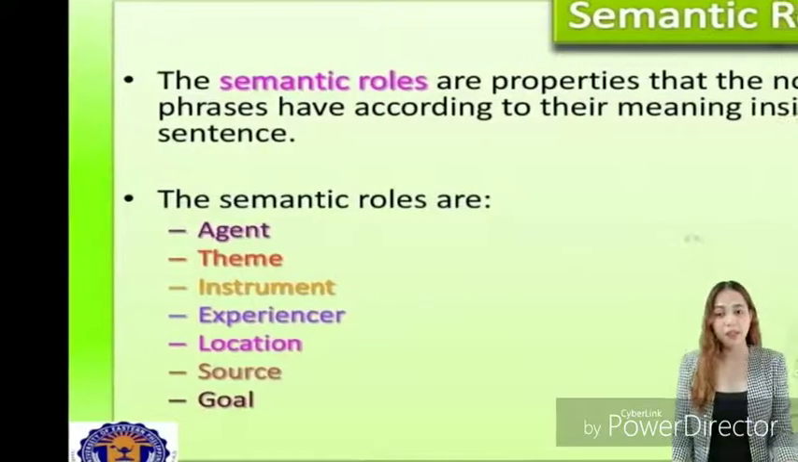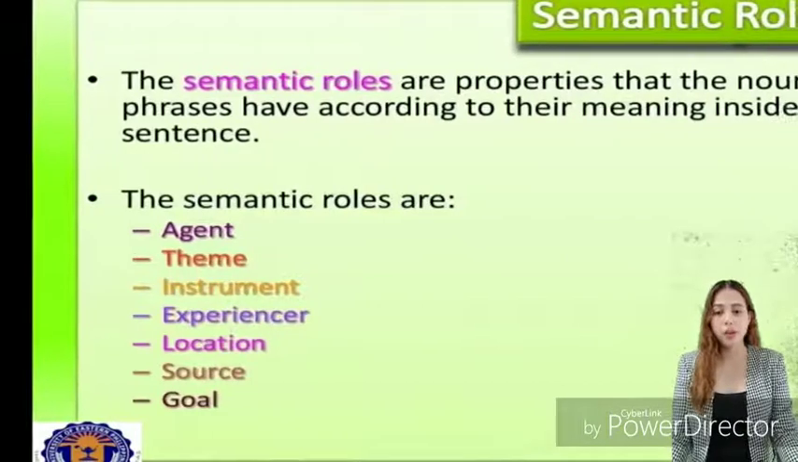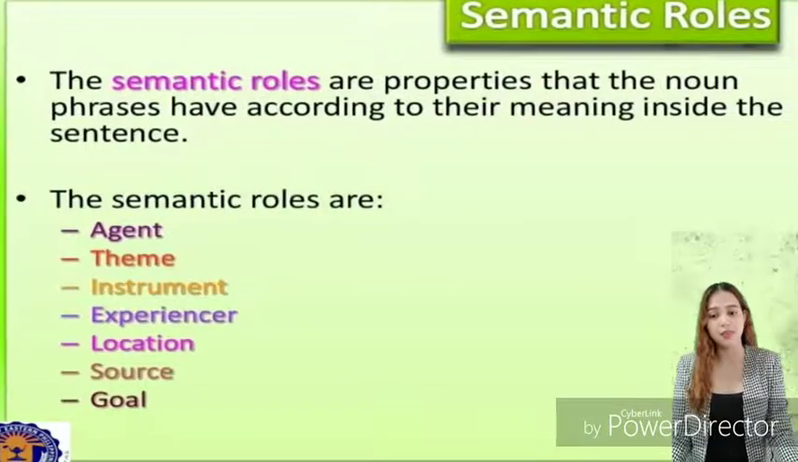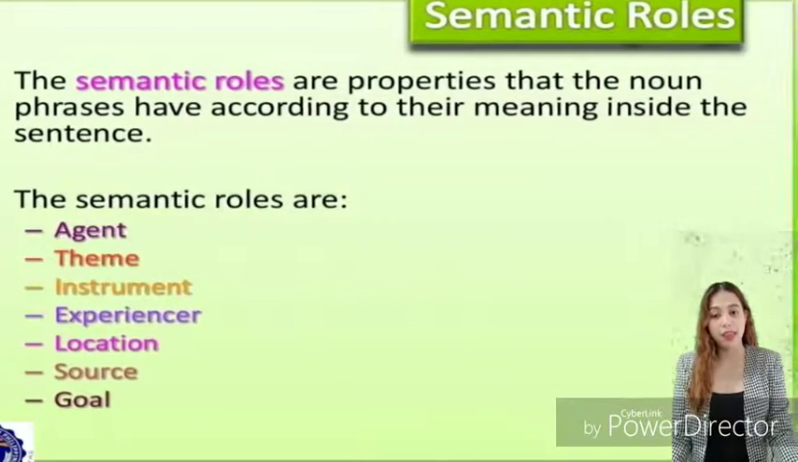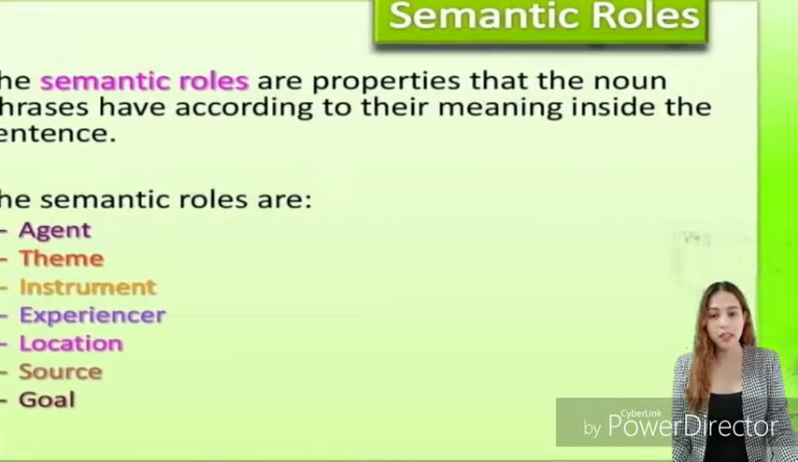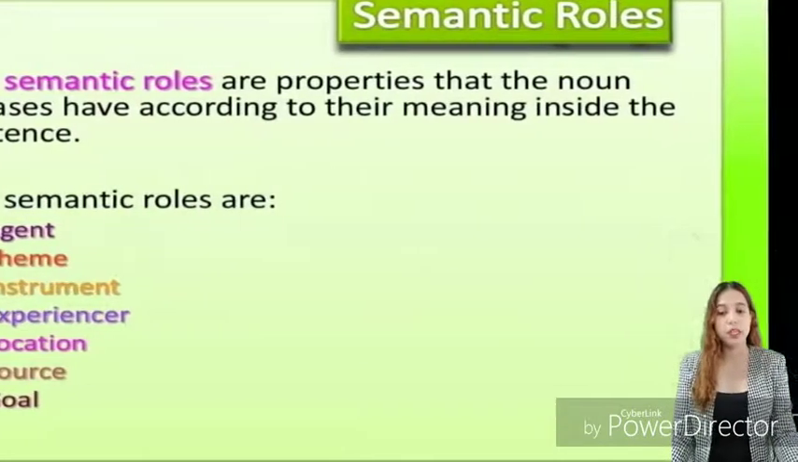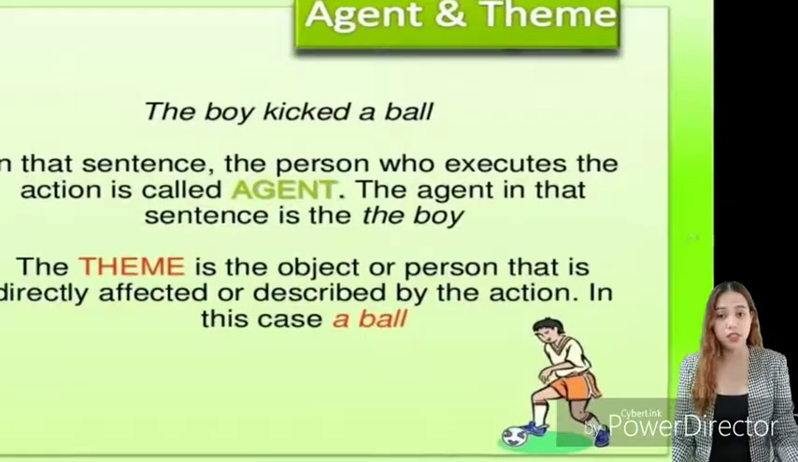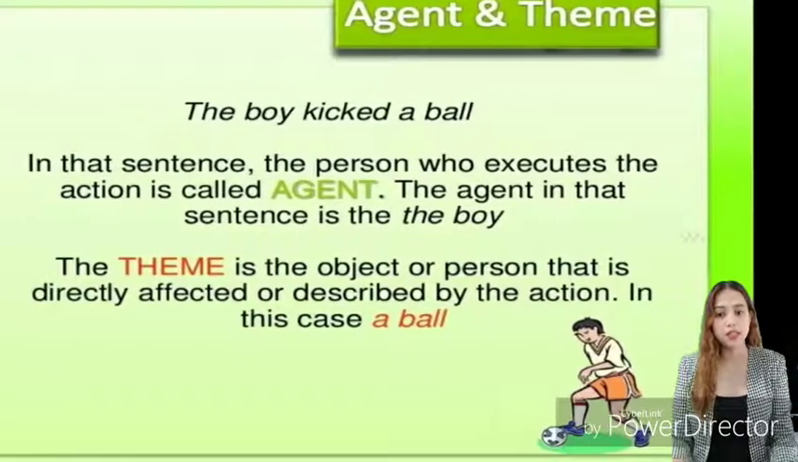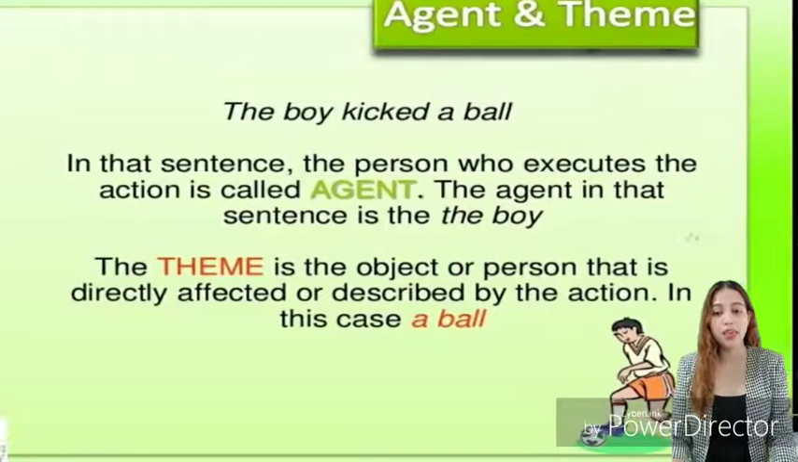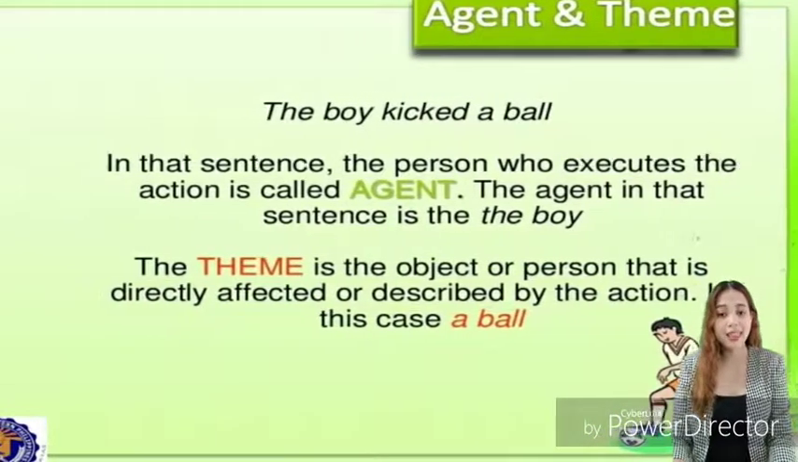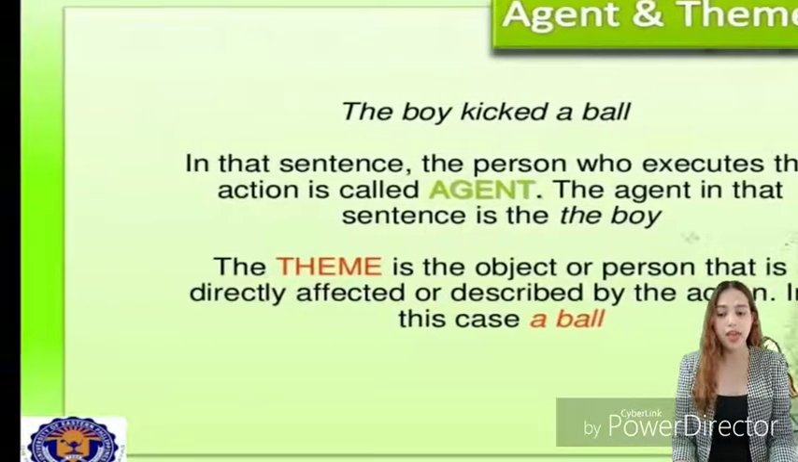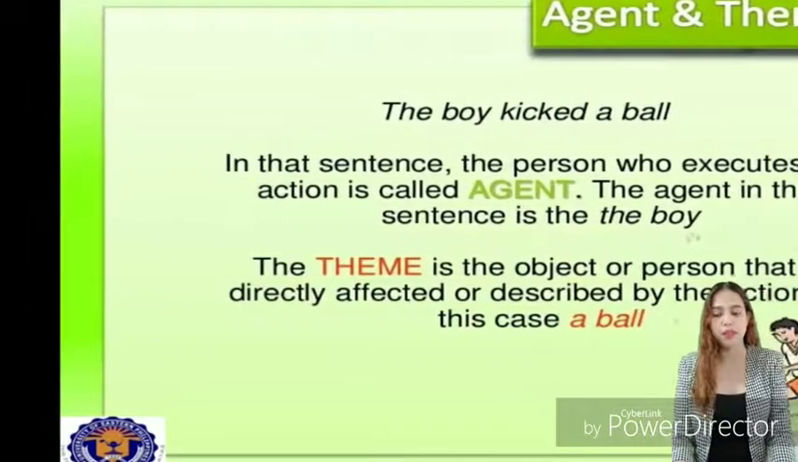Now let's come to semantic roles. Semantic roles are properties that the noun phrases have according to their meaning inside a sentence. The semantic roles are agent, theme, instrument, experiencer, location, source, and goal. Let's have agent and theme first. Take a look at sentence number 1. The boy kicked the ball. In the sentence, the person who executes the action is called agent. The agent in the sentence is the boy.